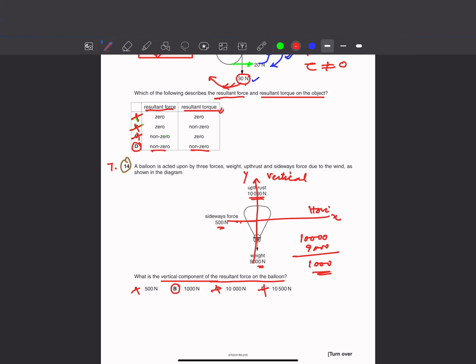So we need a quick solution to your problems as far as the MCQs are concerned. This is simple: here we have the upward force of 10,000 and the downward force of 9,000. Just subtract these two and you will get the result. This will be the vertical component of the resultant force on the balloon. I hope it's clear.